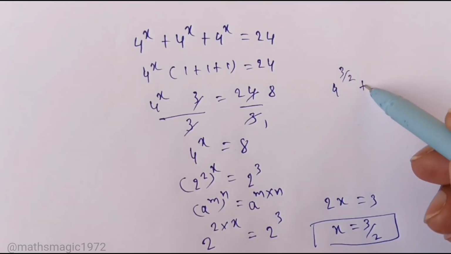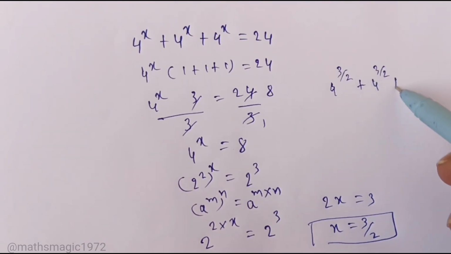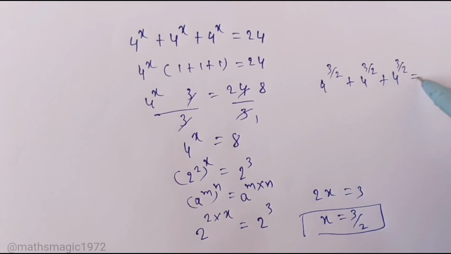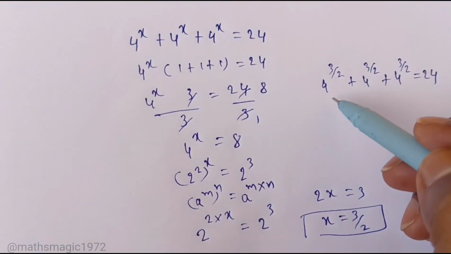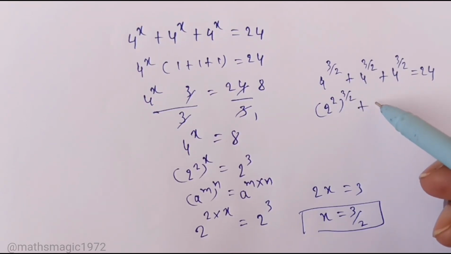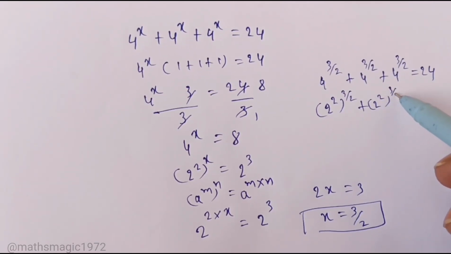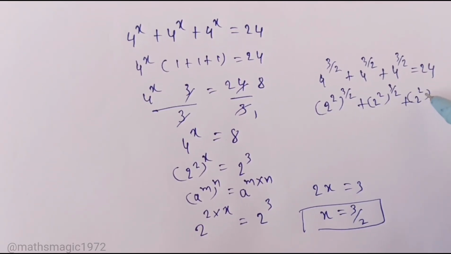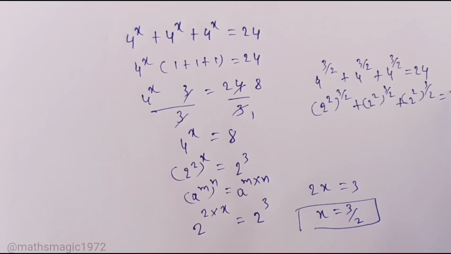4 to the power of 3 by 2 plus 4 to the power of 3 by 2 plus 4 to the power of 3 by 2 is equal to 24. 4 we can write as 2 squared, to the power of 3 by 2, so 2 squared to the power of 3 by 2 is equal to 24.